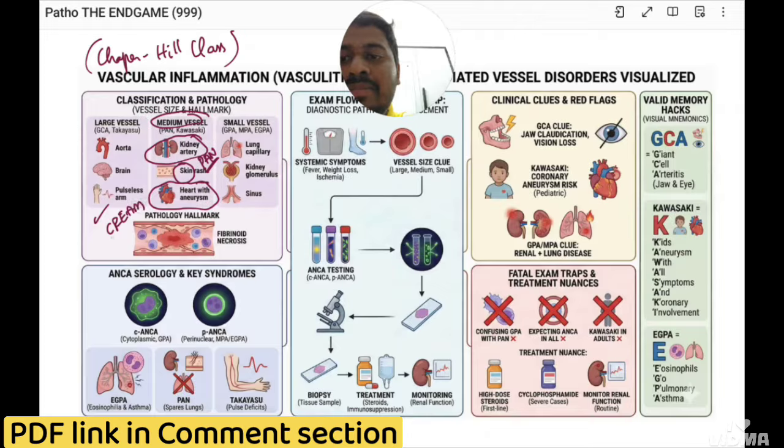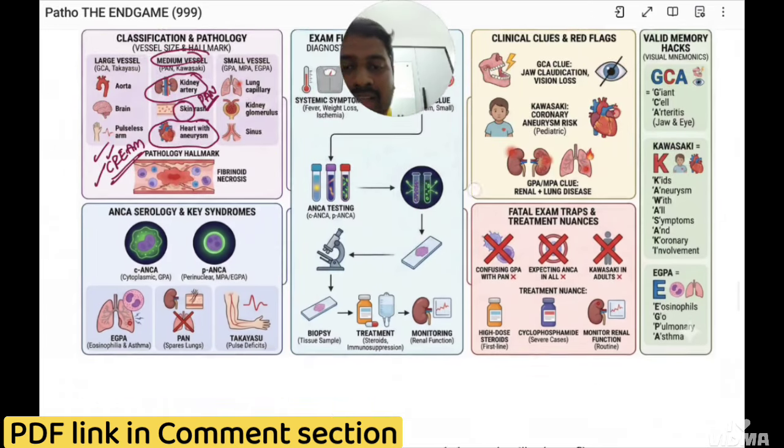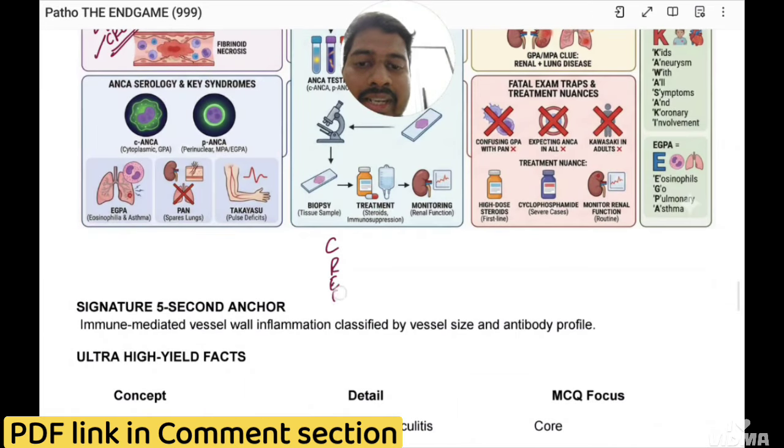the mnemonic CREAM. Okay, CREAM stands for conjunctivitis, rash, E is for edema. Okay, so let me write this because this is important. Okay, CREAM. C is for conjunctivitis, that is bilateral non-purulent. Okay, non-purulent conjunctivitis. R is for rash. Okay, E is for edema or erythema of the limbs. Edema of the limbs will be there.